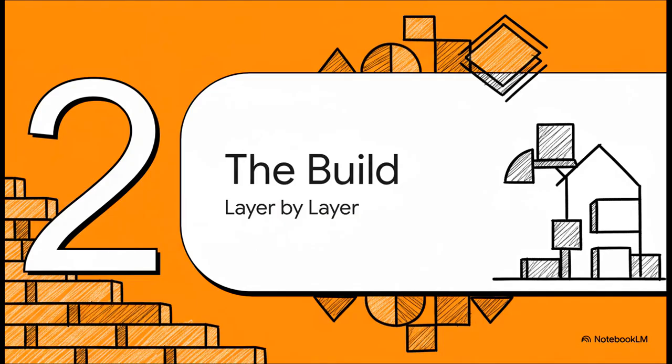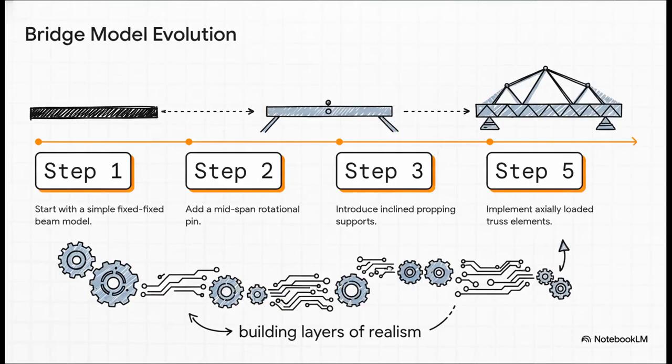Okay, so you've got your foothold. You've got your simple starting point. Now what? Well, you don't make a giant leap to the end. The next part is all about patience. You build, layer by layer, piece by piece. Let's go back to that bridge, because you can see this process play out perfectly. After that simple beam, the engineers add a rotational pin in the middle. Okay, next, they introduce the angled supports.